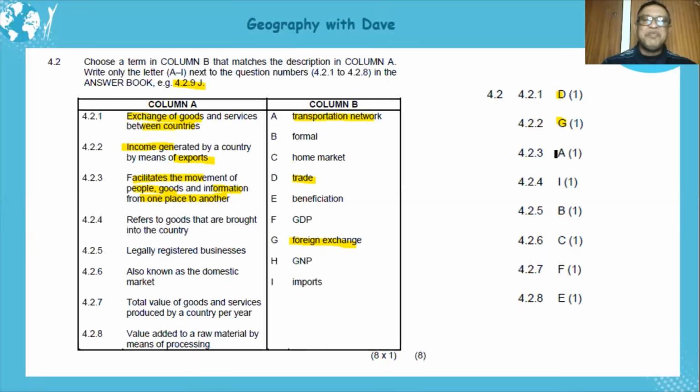So transport network refers to goods that are brought into the country. That means we're buying the goods, we're importing them. And of course, let's look at our answer. It's I, and it's imports. But I'm working these answers out before that.